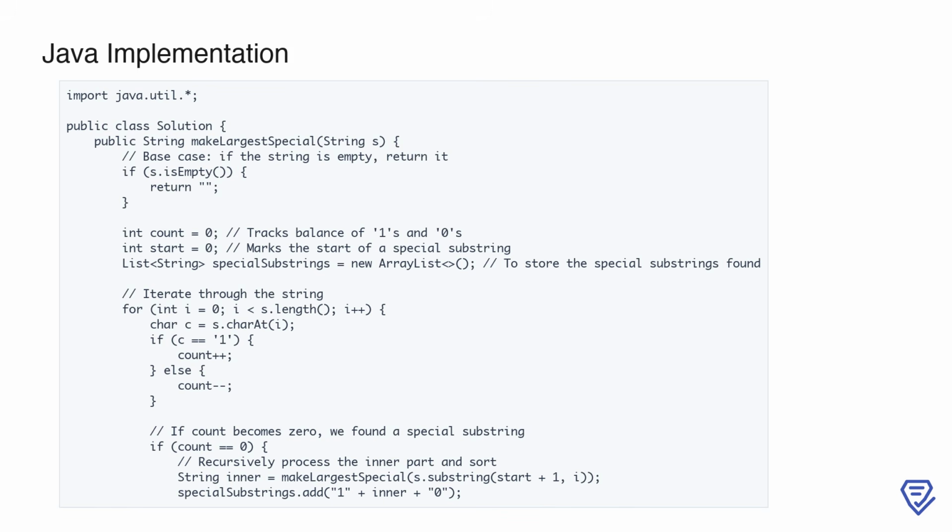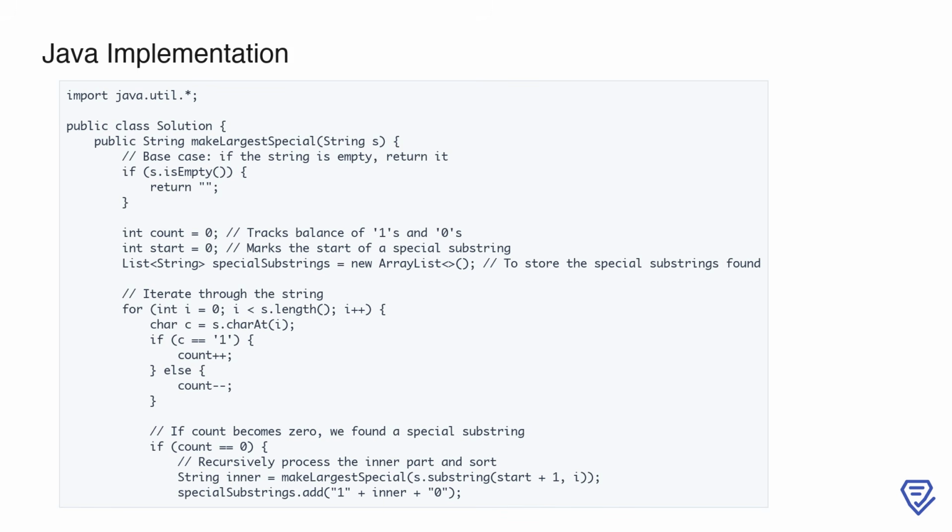Here, we start by defining the makeLargestSpecial method, which takes a binary string s as input. If the string is empty, we simply return an empty string as the base case. Next, we initialize a count variable to track the balance between ones and zeros, and a start variable to mark the beginning of a potential special substring. We also create a list called special substrings to store all the special substrings we find.